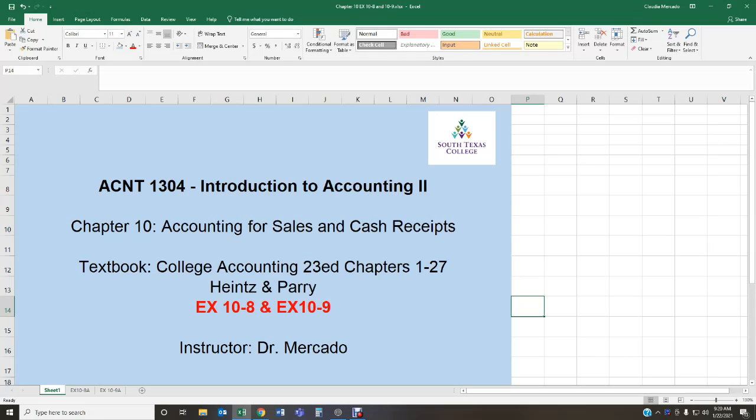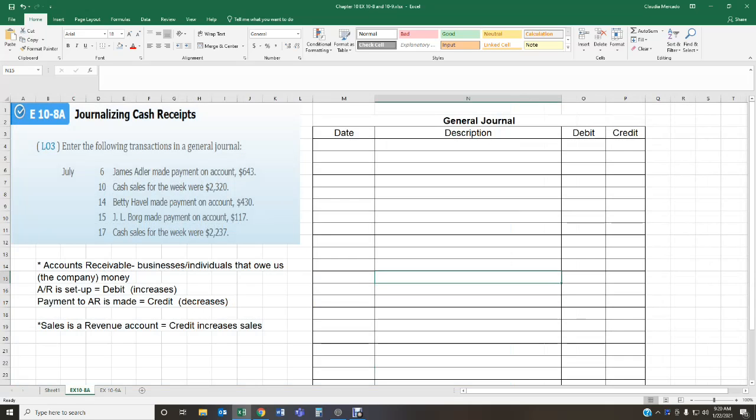We are going to continue covering some of the exercises in chapter 10 that you're going to be seeing in your homework. Chapter 10 deals with accounting for sales and cash receipts. So in this particular lecture, I am just going to dive into the problem solving. I am going to go over two exercises, exercise 10.8 and exercise 10.9. Okay, so let me go ahead and get started. That way I don't waste too much of your time.